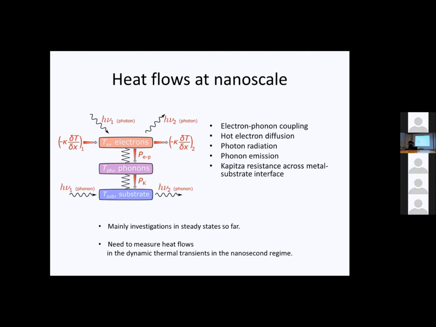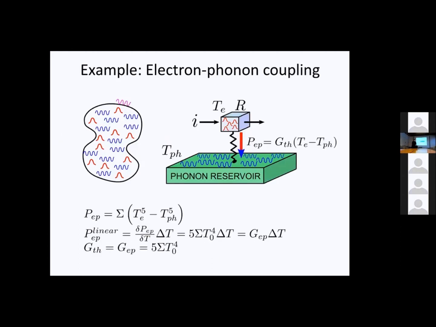So for example, you can measure heat capacity, you can measure thermal conductance from electrons to phonons, and then you can say, okay, so my thermal relaxation time is just the ratio of these two. So this is an indirect method, but the idea is to measure this directly. So we need to measure heat flux in the dynamic thermal transient nanosecond regime. Okay. And then, this is just an example, electron-phonon coupling.